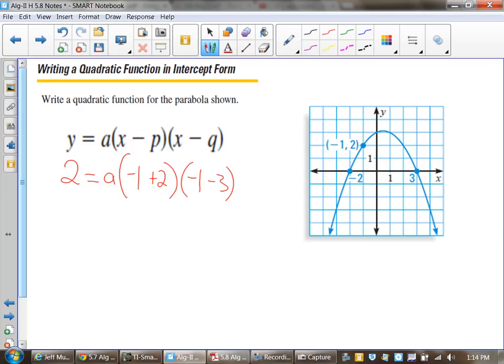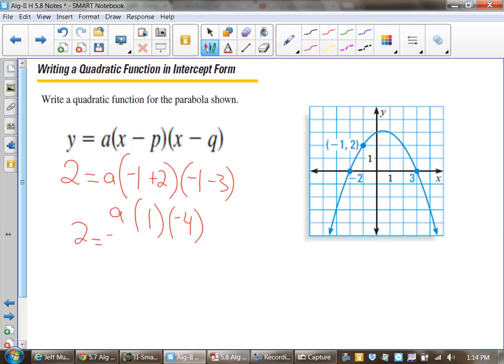Yes, sir? What is A on the graph? A represents, you want to think of it, kind of like a precursor of slope, the rate at which it's rising or falling. So could you tell by the graph? Not really. It's not linear, so you really can't go that way. But the A value, at least if it's positive or negative, tells you the direction. You can tell if it's fatter or wider. That's about it. So here you get A times 1 times negative 4.